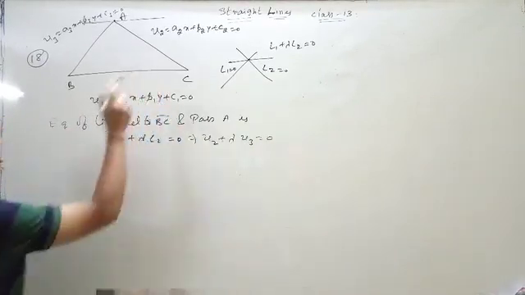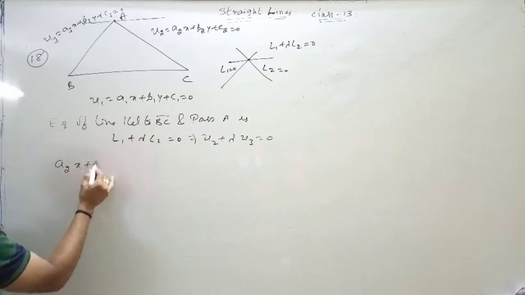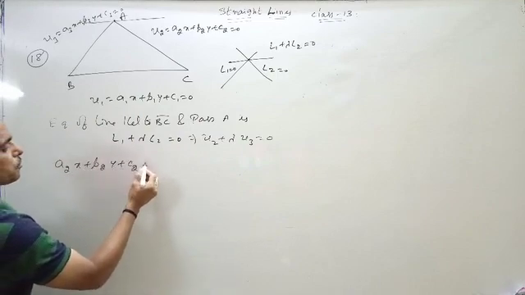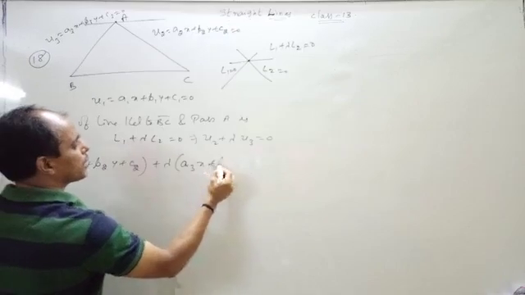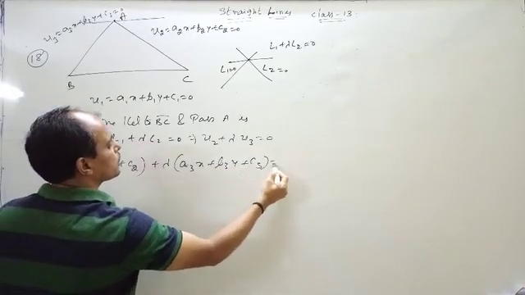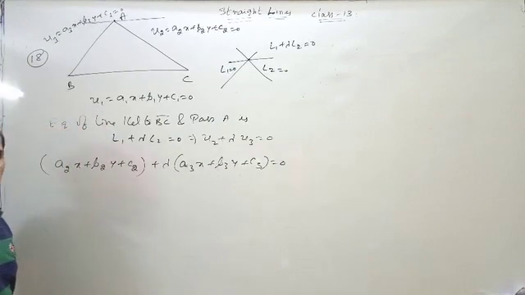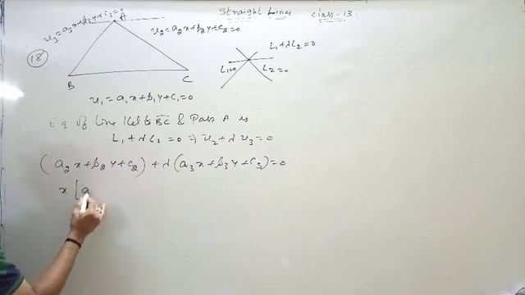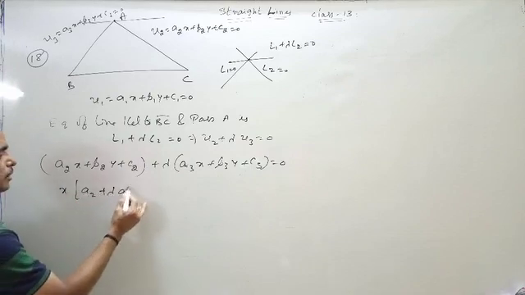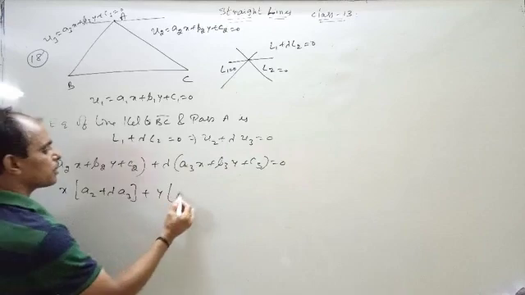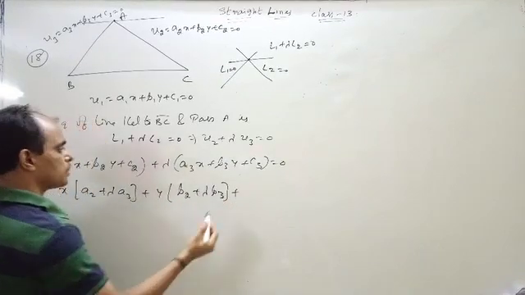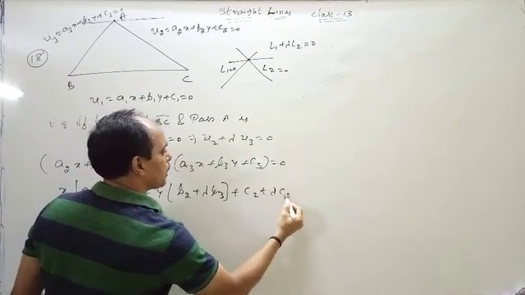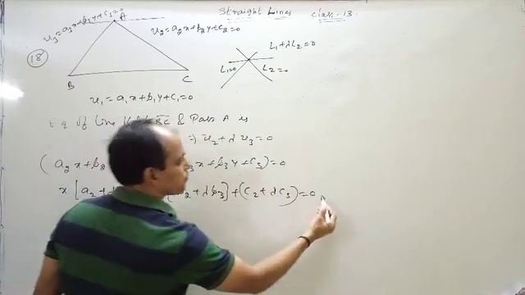What is U2 there? A2x plus B2y plus C2 plus lambda of U3, meaning A3x plus B3y plus C3, is equal to 0. Now you take x as common, A2 plus lambda A3, and you take y as common, B2 plus lambda B3, plus C2 plus lambda C3 is equal to 0. This is the line.